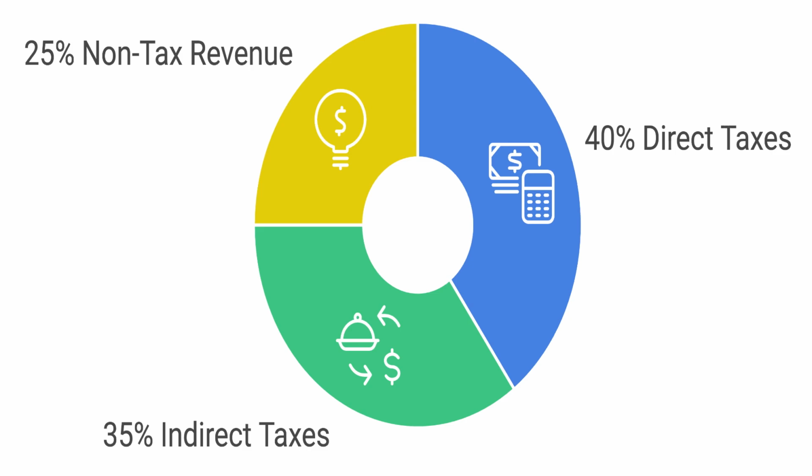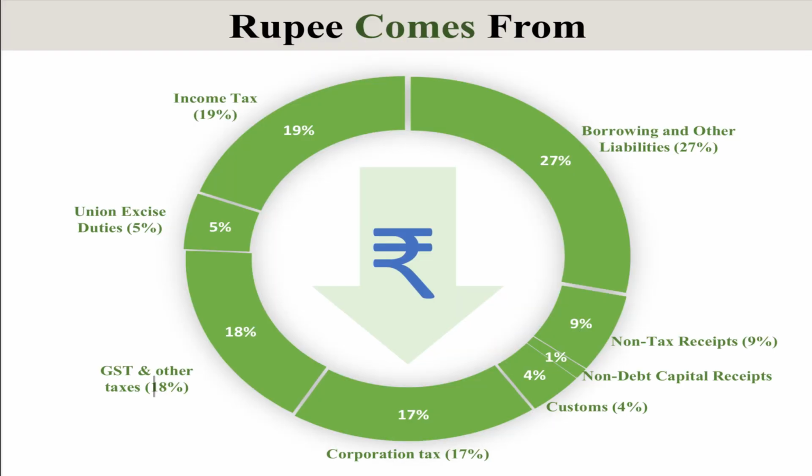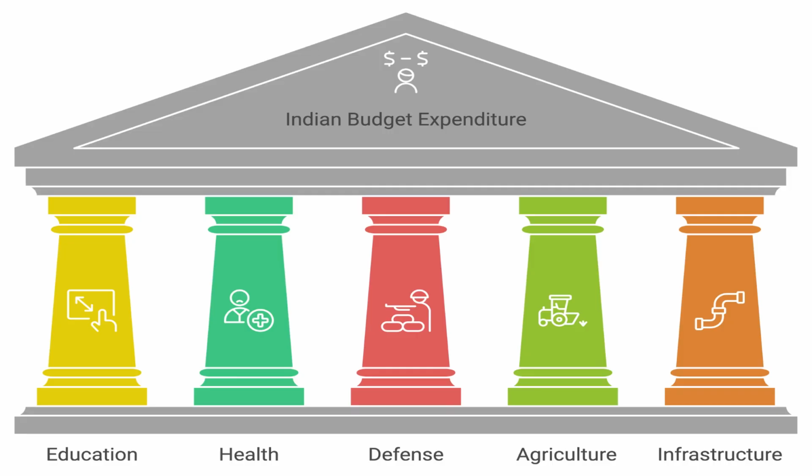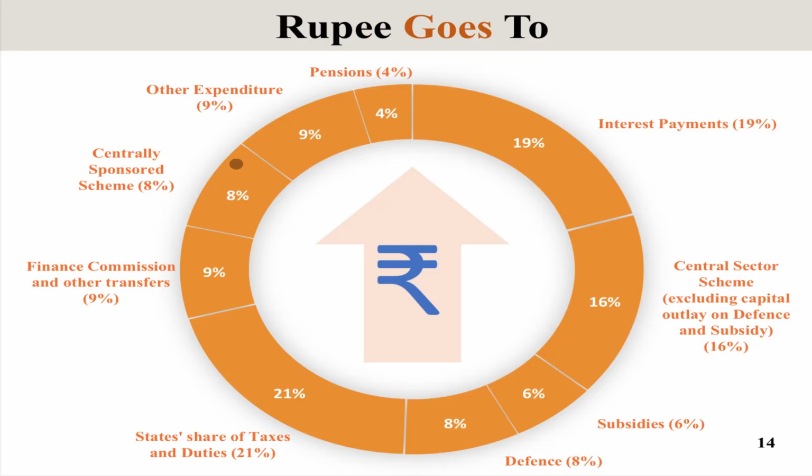Revenue sources. Understanding where the government gets its money is essential for analysing the budget. The primary sources of revenue include direct taxes, indirect taxes and non-tax revenues. Expenditure allocation. The budget allocates funds to various sectors such as education, health, defence, agriculture and infrastructure. Understanding these allocations helps gauge the government's priorities.